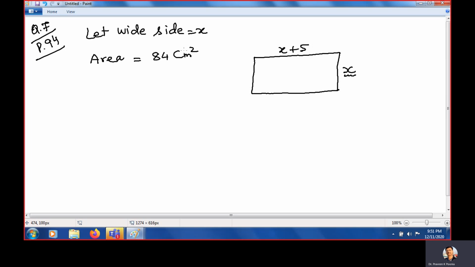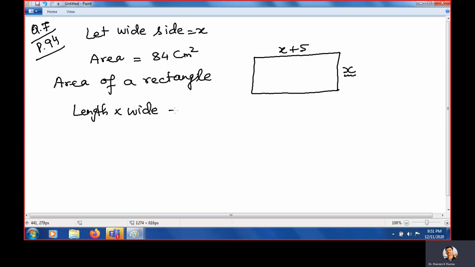84 centimeter square. So what is the formula for the area of a rectangle? Area of a rectangle is length into wide, or area is equal to length into wide. And what is long? It is x plus 5, and into x is equal to 84.